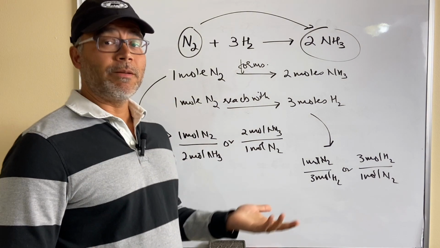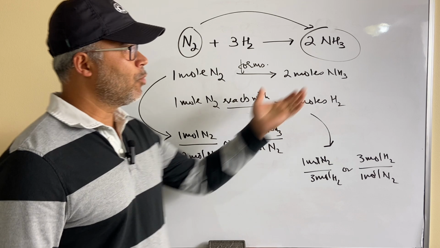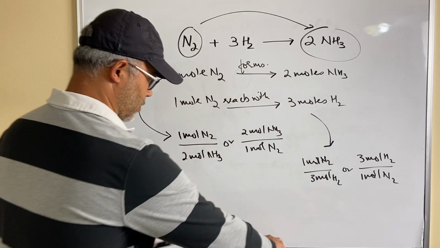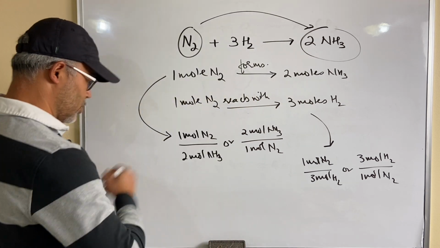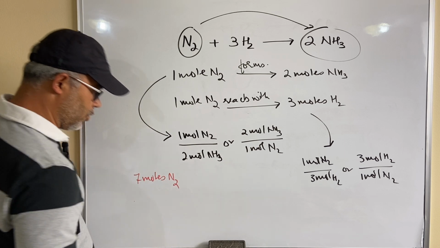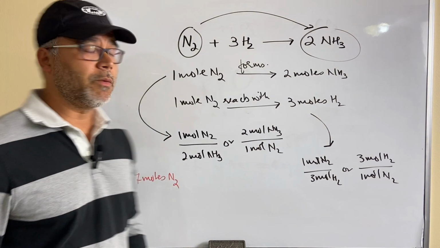So then the next thing becomes, if I ask you a question, if I gave you 7 moles of N2, how many moles of NH3 would be formed? 7 moles of N2, okay? So I'll use a different color out here. So you have 7 moles of N2, you're trying to figure out how many moles of NH3 would be formed.